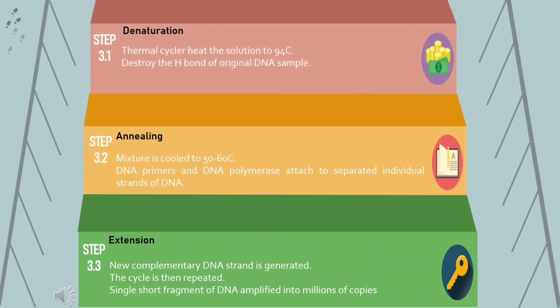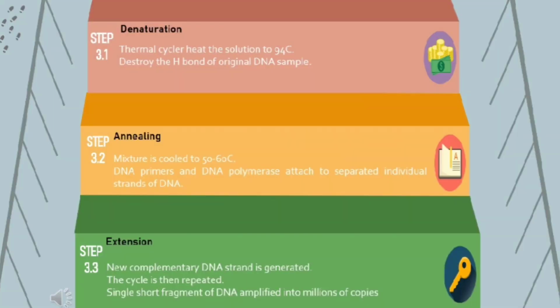Denaturation. A thermocycler is used to heat the solution contained in the tube to at least 94 degrees Celsius. The heat destroys the original DNA sample's hydrogen bonds and divides the DNA into single strands. Annealing. The sample mixture is then cooled to 50 to 60 degrees Celsius, allowing the DNA primers and the DNA polymerase enzyme to attach to the heat-separated individual strands of DNA.